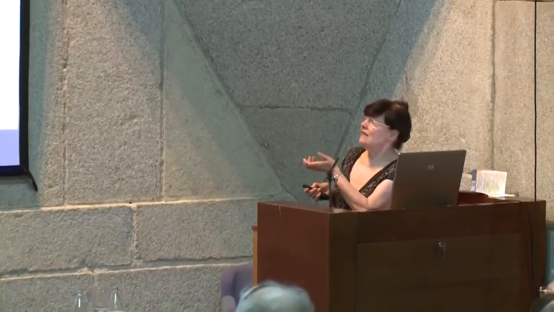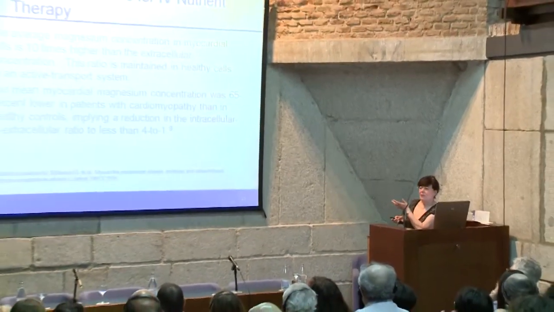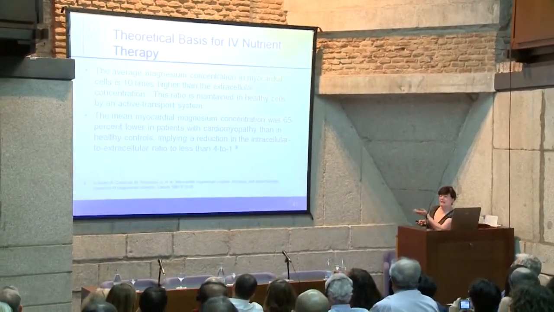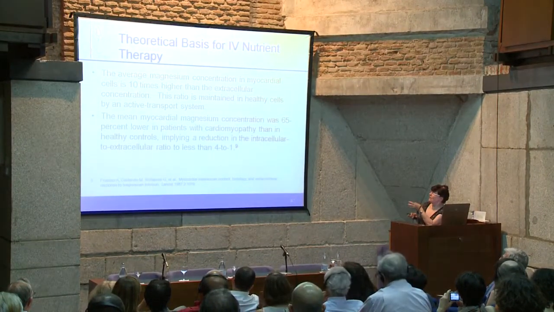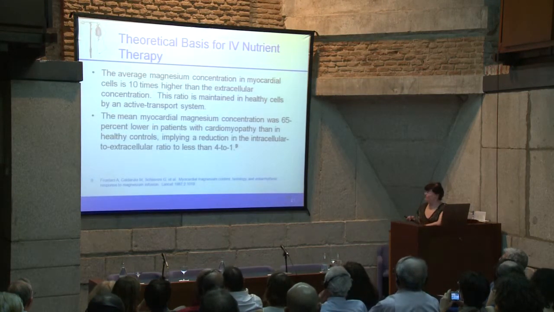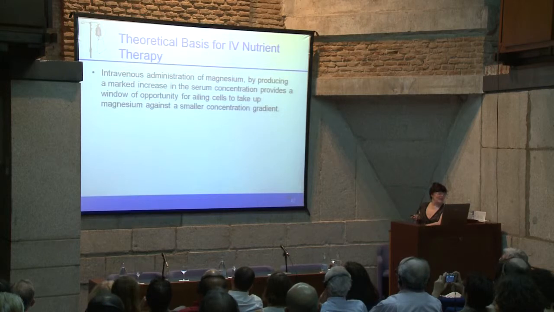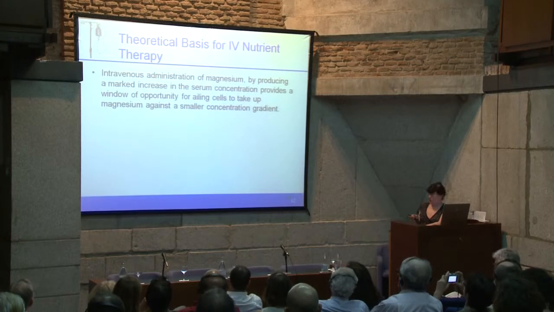This is because we know that our patients with fatigue states have inotropic fatigue, which is heart fatigue. It's present in practically everyone with chronic fatigue, with MCS, with food sensitivities. And we know that the intracellular to extracellular ratio is less good than it should be. We have to use IV magnesium sulfate. So this increases the serum concentrations, and it's a window of opportunity for ailing cells to take up magnesium against a smaller concentration gradient.